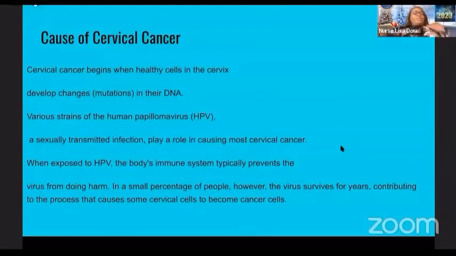What are the causes of cervical cancer? Cervical cancer begins when healthy cells in the cervix develop changes, mutations in their DNA. Various strains of the human papillomavirus, HPV, play a role in causing most cervical cancer. So cervical cancer is actually one of the sexually transmitted cancers as well. HPV is a sexually transmitted infection. When exposed to HPV, the body's immune system typically prevents the virus from doing harm. In a small percentage of people, however, the virus survives for years, contributing to the process that causes some cervical cells to become cancer cells. So in other words, this can lay dormant for quite some time before it surfaces into cancer.